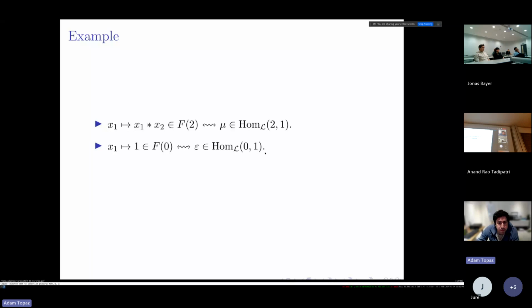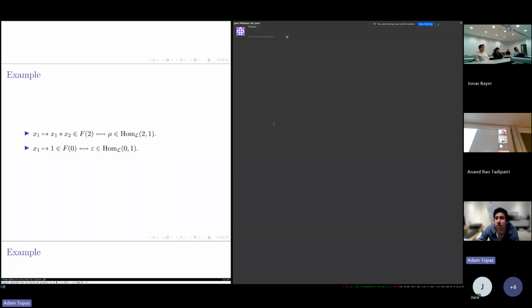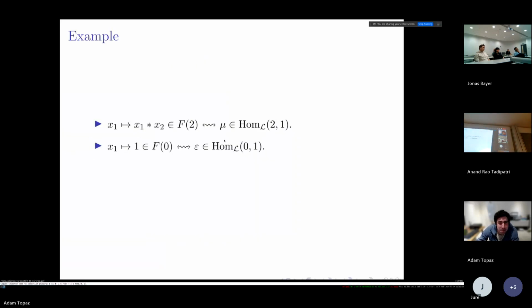Similarly, I can construct a morphism from 0 to 1 in this category by looking at the function that sends x1 to the identity element in the free group on no generators. And that's going to correspond to a morphism, which I'm going to call epsilon, from 0 to 1. And then finally, I'm going to construct a morphism sigma from 1 to 1, which is going to correspond to the map that sends x1 to its inverse in the free group on one generator.